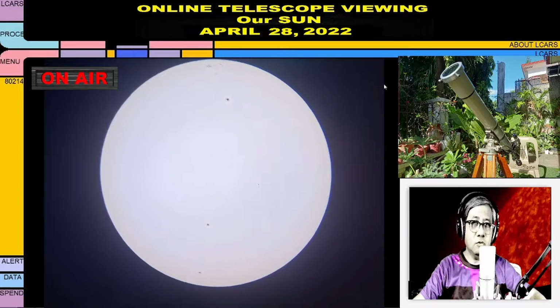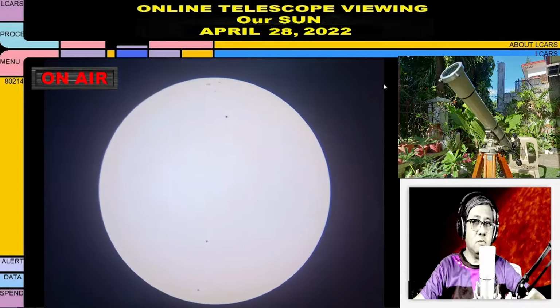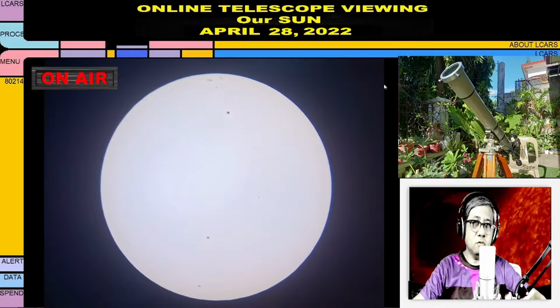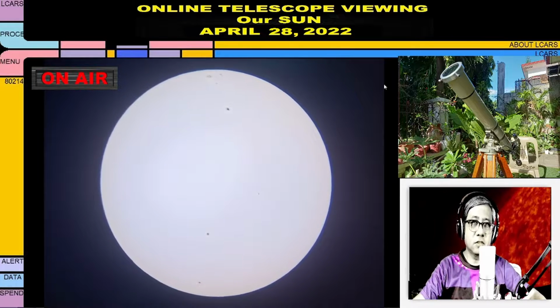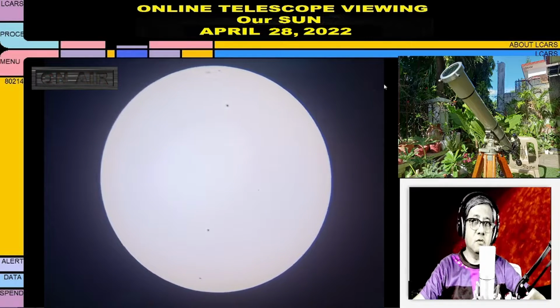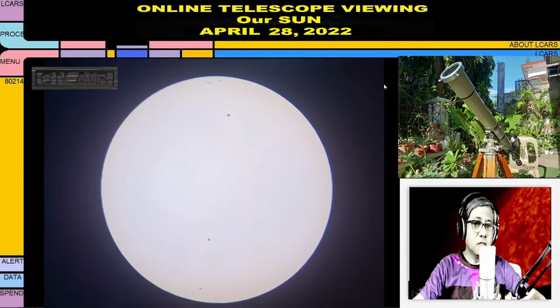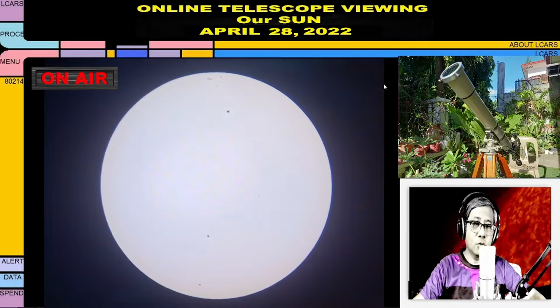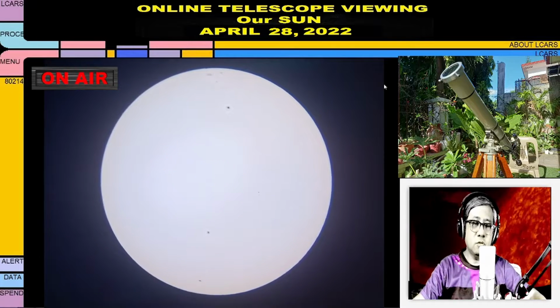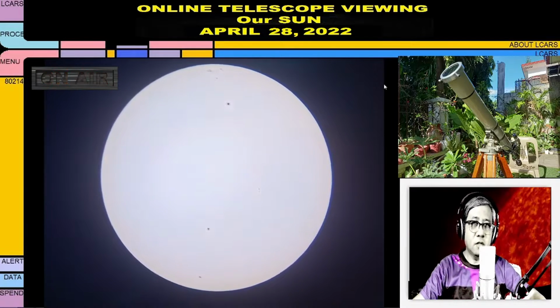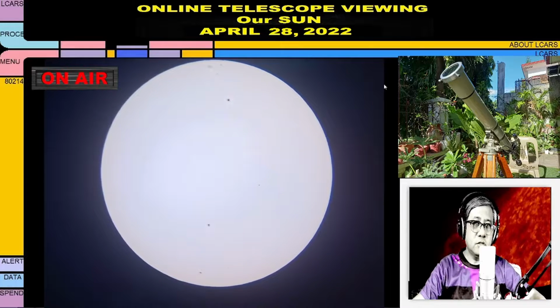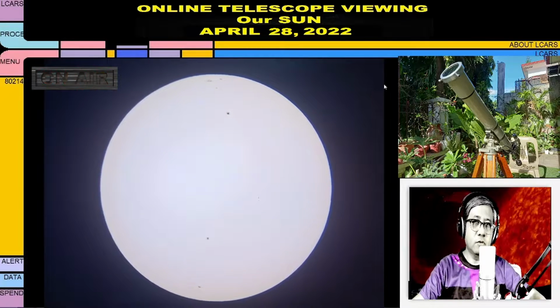This time my telescope is pointing at our sun with sunspots. Nakikita nyo ngayon on screen, marami pong sunspots na makikita natin sa araw. Today is April 28, 2022, Day 28 of Global Astronomy Month 2022. Ilang araw na po at patapos na rin yung celebration natin ng Global Astronomy Month.